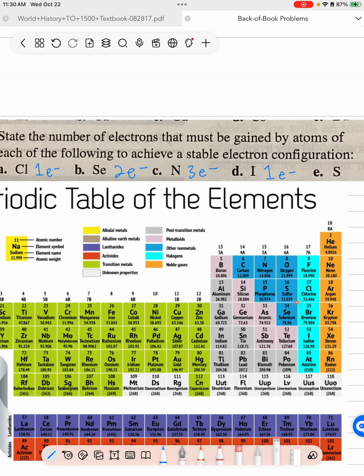And then sulfur is in the same group as selenium, group 6. That means sulfur has 6 valence electrons. And so sulfur only needs 2 electrons to have a full octet.